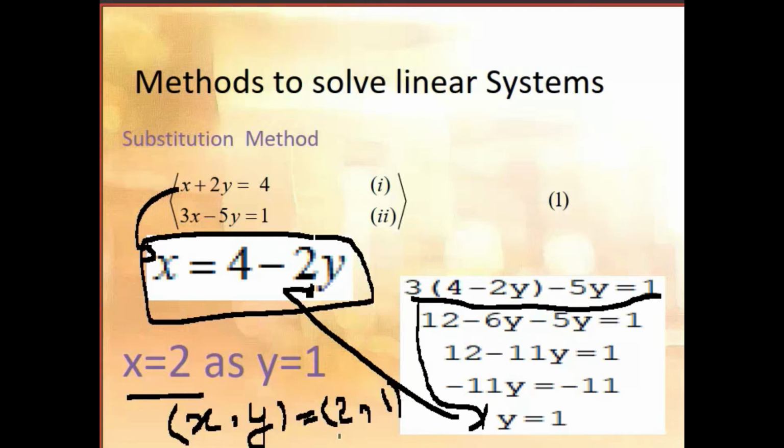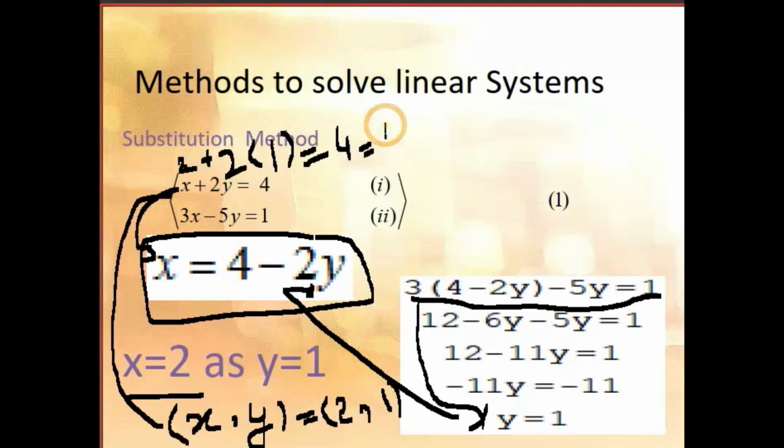The solution can be verified from our system. When we put it in our system, you can see that the value of x equal to 2 gives 4. So the solution has been verified by substituting it in our given system. The second equation will also verify this solution.